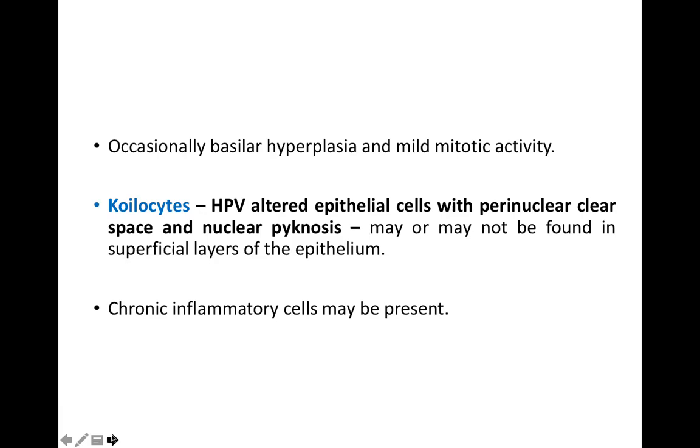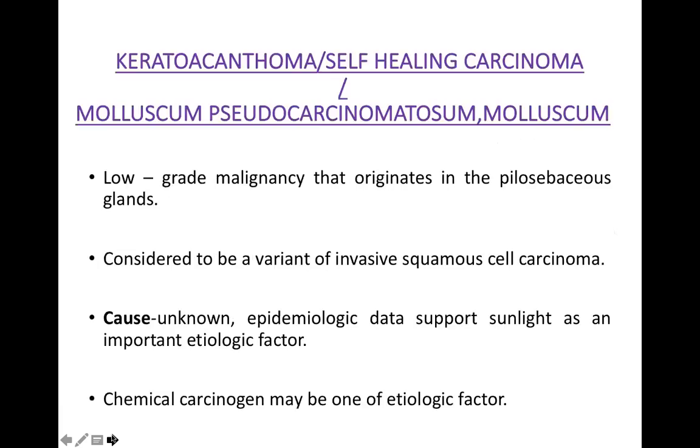So one important thing is koilocytes. What are koilocytes? These are HPV altered epithelial cells with perinuclear clear space and nuclear pyknosis. They may or may not be found in superficial layers of the epithelium. Then there are also chronic inflammatory cells which may be present.